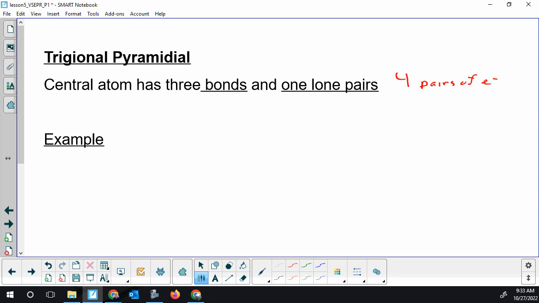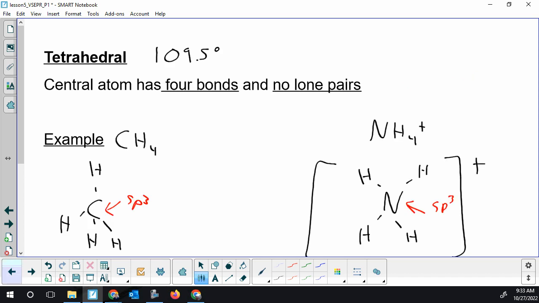Now we saw 4 pairs of electrons. What was that bond angle? When did we have 4, but they were all bonds? Let's flip back. Oh, that was tetrahedral we just did. It had 4 groupings of electrons. They were just all bonds.